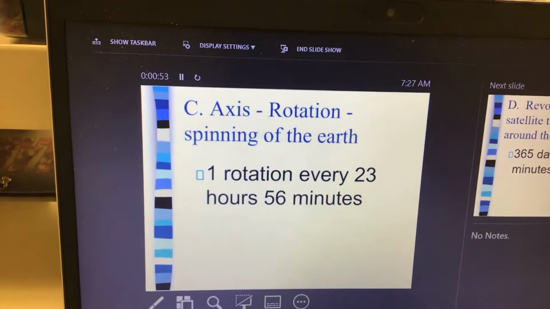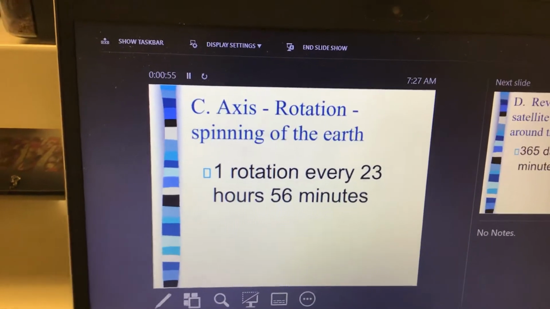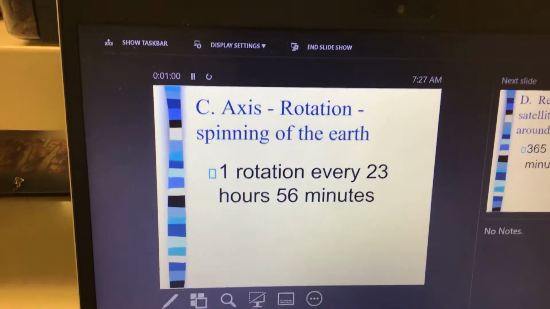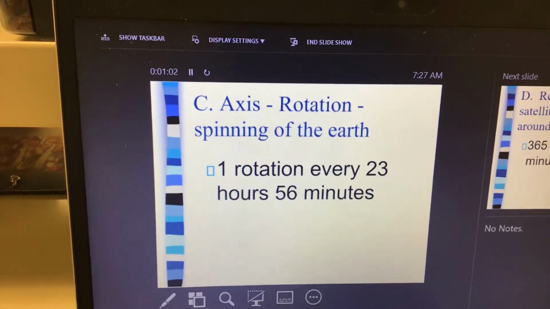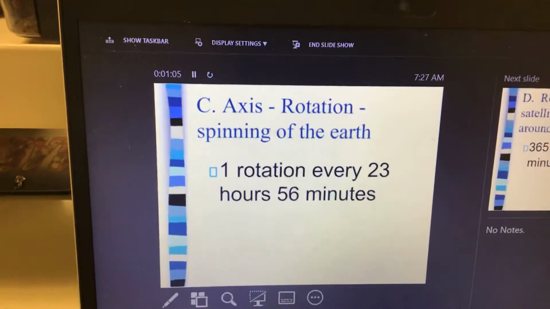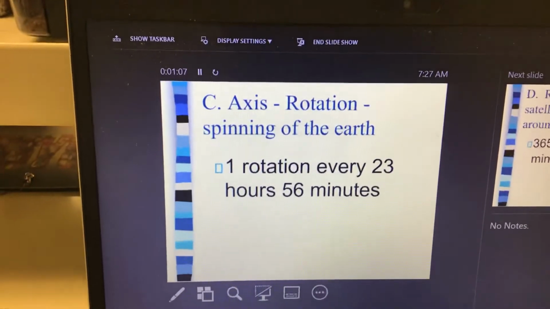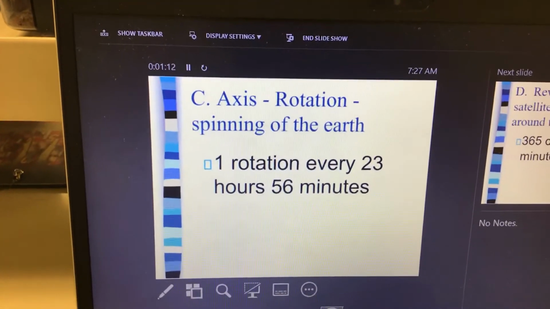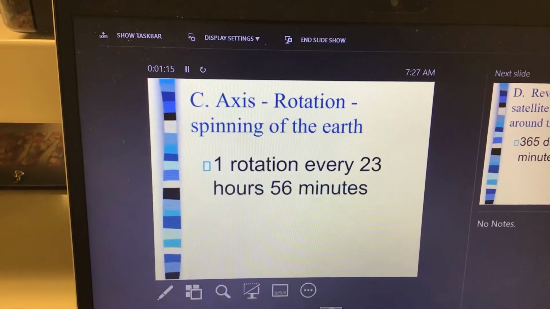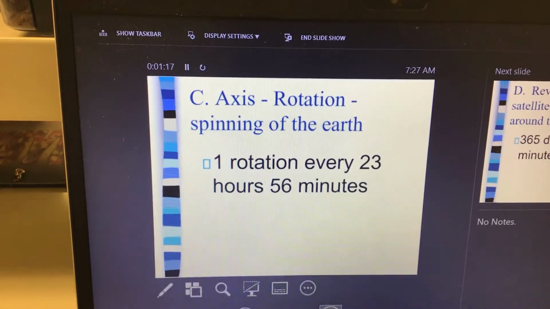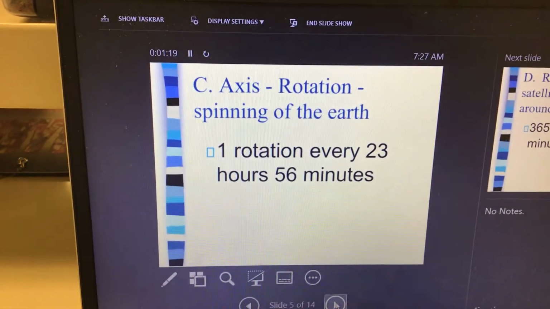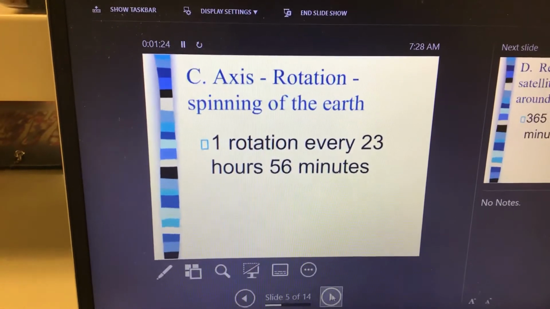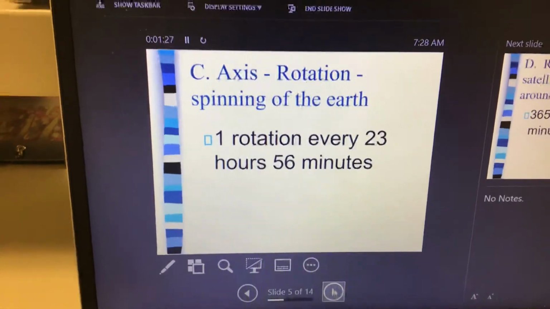I do want you to write this down. Axis, rotation, spinning of Earth. So there's this imaginary line or this imaginary rod that the Earth is spinning on, and that's called its axis. And it's going to rotate. The Earth rotates every 23 hours and 56 minutes. So it's not perfectly 24 hours.